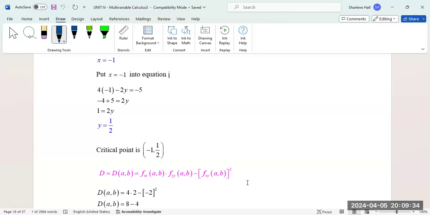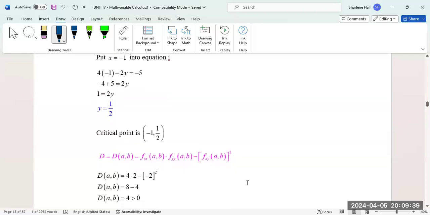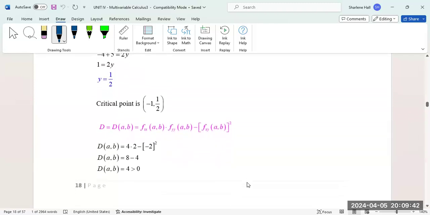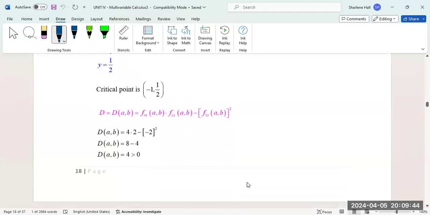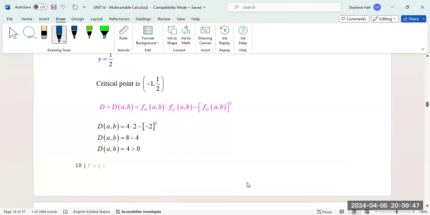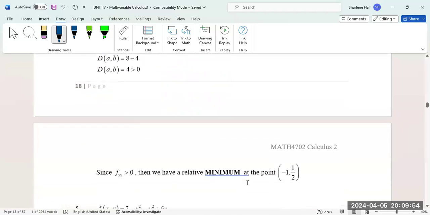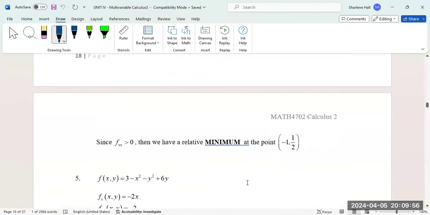Yes, sir. So let me take a picture and keep it on the phone. No, man, I have it in a document to send off to you for tonight, the work that I did for you. But I just want you to remember that. So D is positive, and then f of xx is also positive, so we have a relative minimum. So I'm happy that you were able to do that.